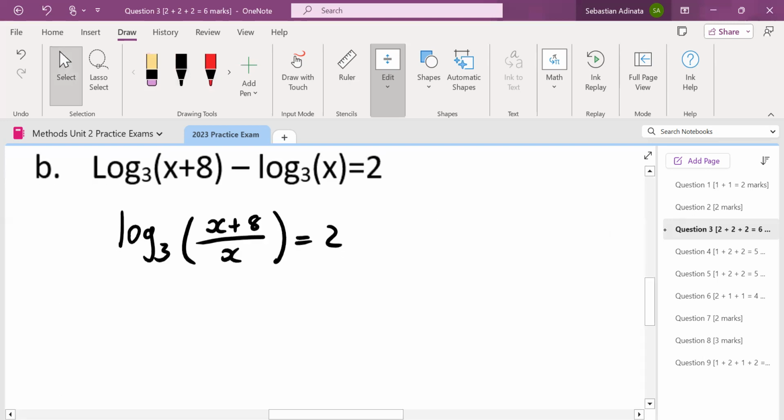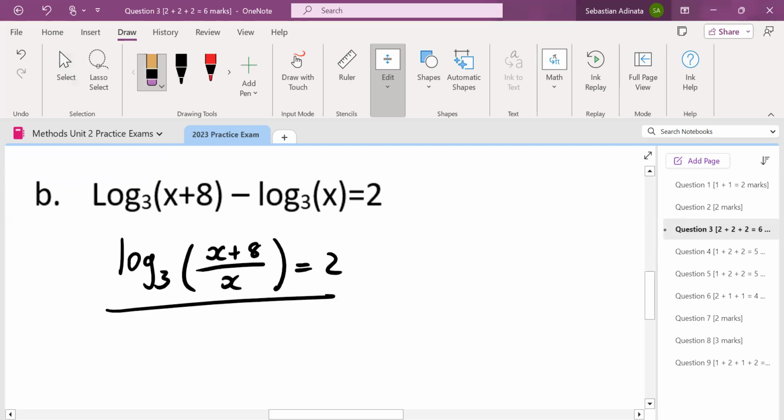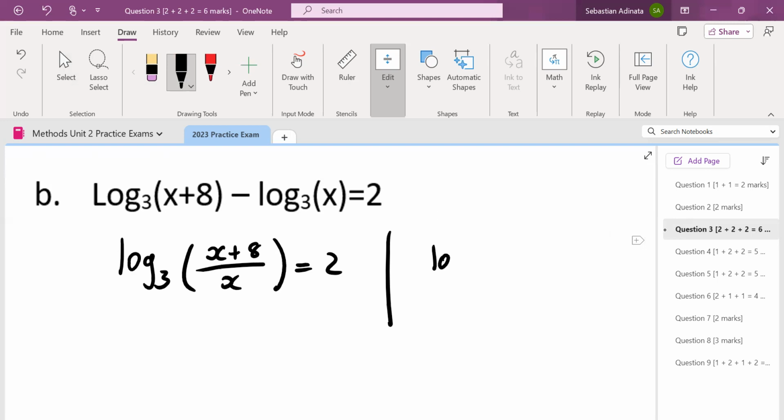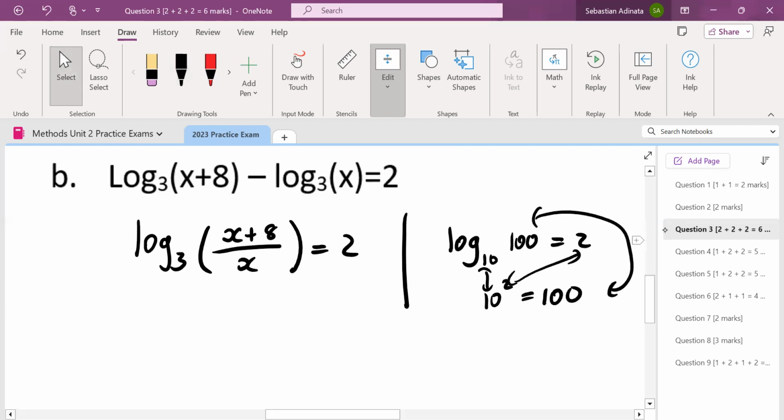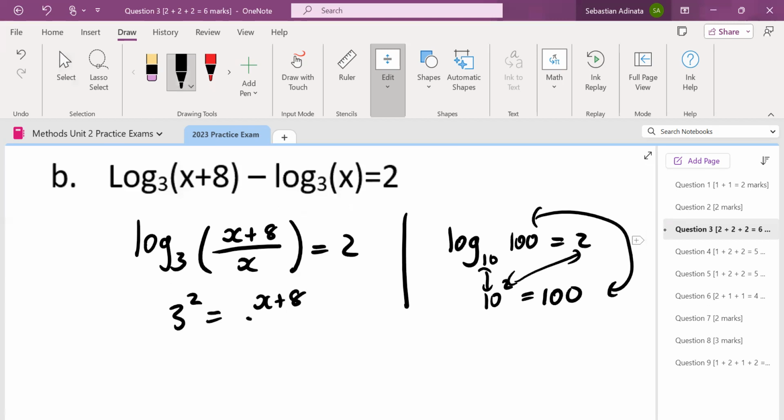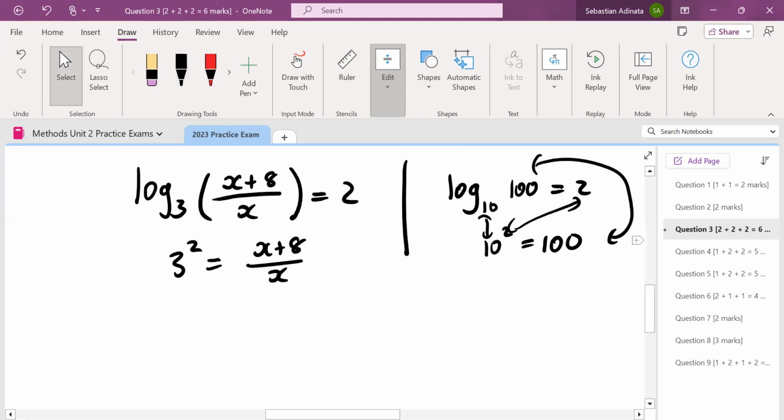Now, from here, we can simply use another log law. So one I like to use is log 10 100 is equal to 2, and 10 squared equals 100. Notice how the bases shimmy around. This means that 3 squared is equal to x plus 8 on x. So using our algebra, we'll just simplify it out.